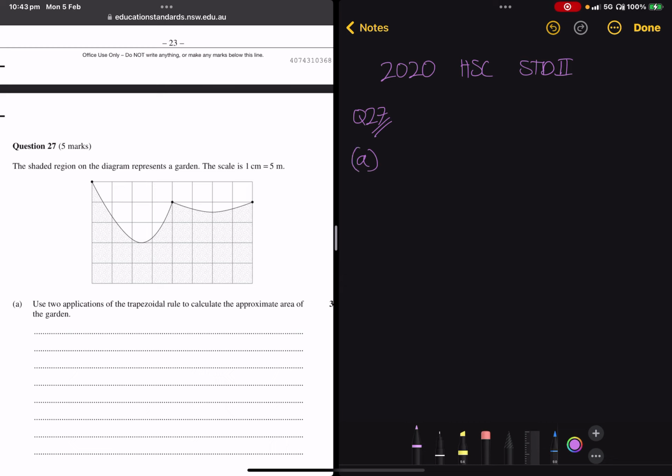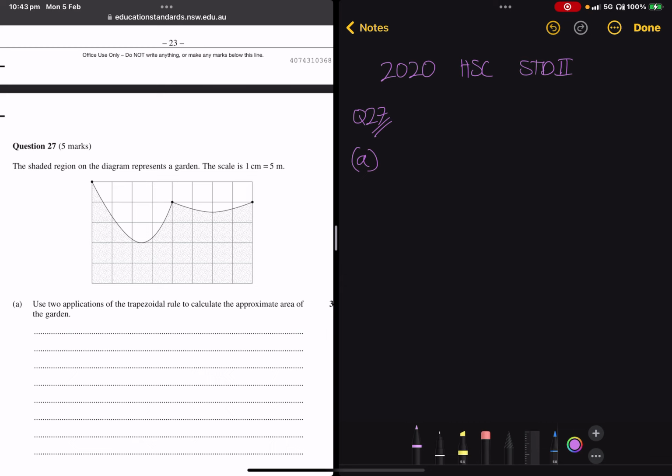So we're told the shaded region on the diagram represents a garden. The scale is 1 centimetre equals 5 metres. So 1 square in this image, 1 square width, is 1 centimetre. Use two applications of the trapezoidal rule to calculate the approximate area of the garden.